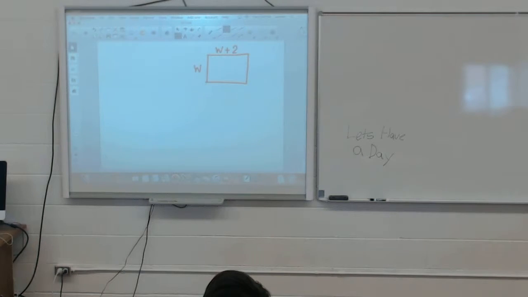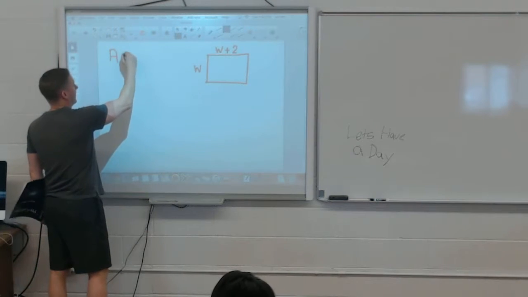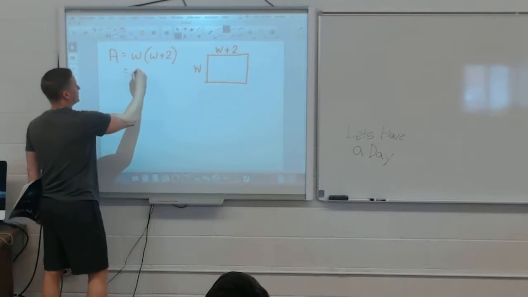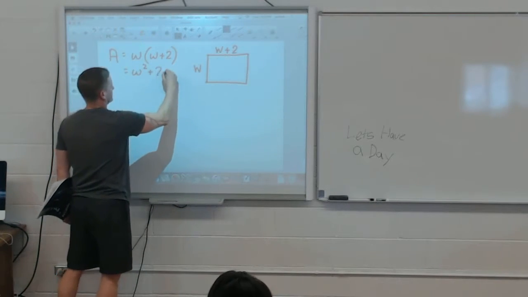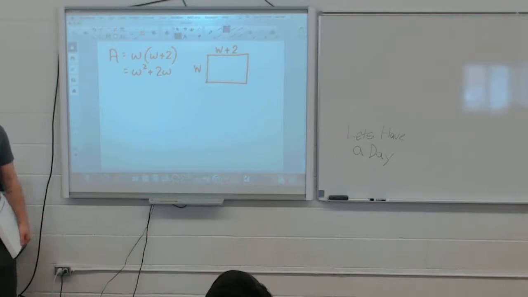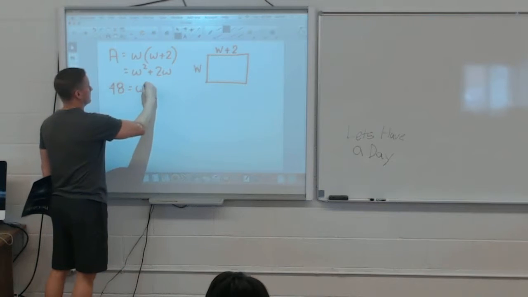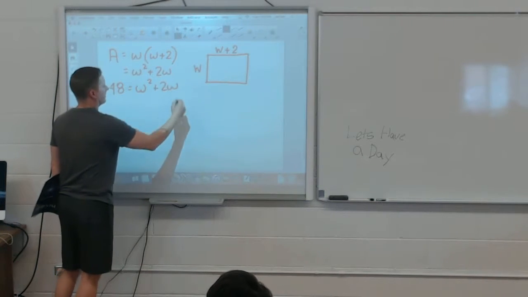Now we want the area to equal 48, right? So the area is given as length times width. So my quadratic equation would be W squared plus 2W. Pretty straightforward so far, right? Okay? And then it says solve the quadratic equation. What are the dimensions of the patio that Bobby should build? So now I'm going to let 48 equal W squared plus 2W.